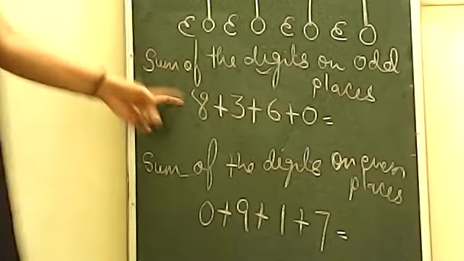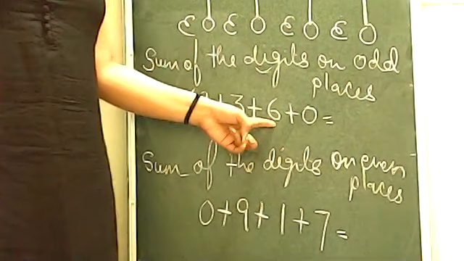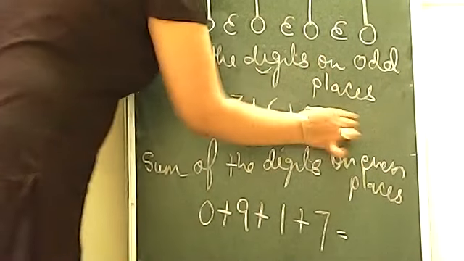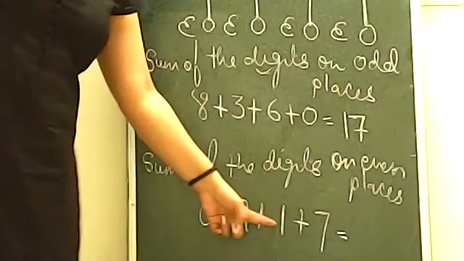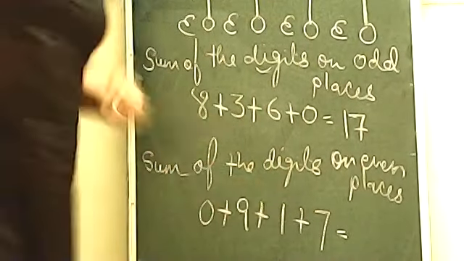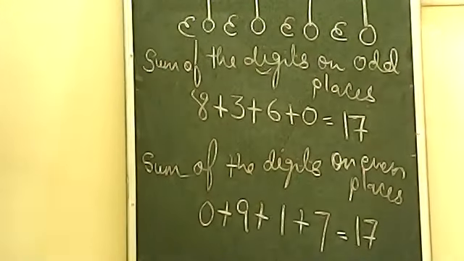You can see 8 plus 3, 11. 11 and 6 will be 17. So I'll write it down here, 17. Then the next thing is 9 plus 1, 10. 10 and 7, 17. Now we have got 17 and here also 17.